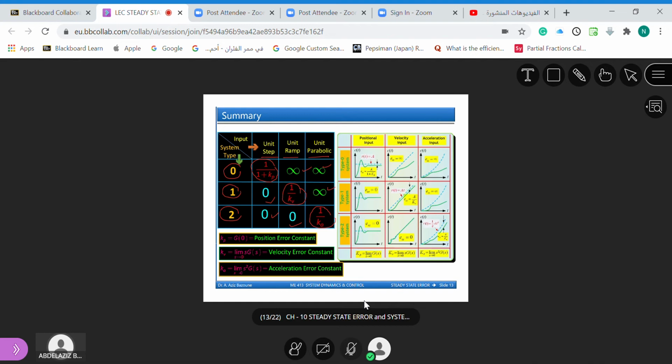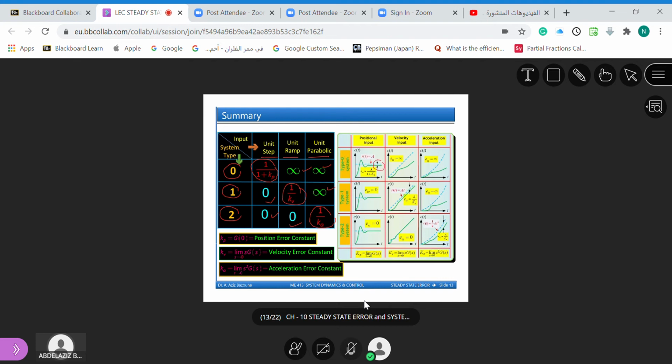In a similar way, graphically, this is what it is. The position error constant will give you a finite error, A over 1 plus Kp. Here, A is simply the magnitude of the step input. So for a type 0 system with position input, this is the error. This is how you understand the error.